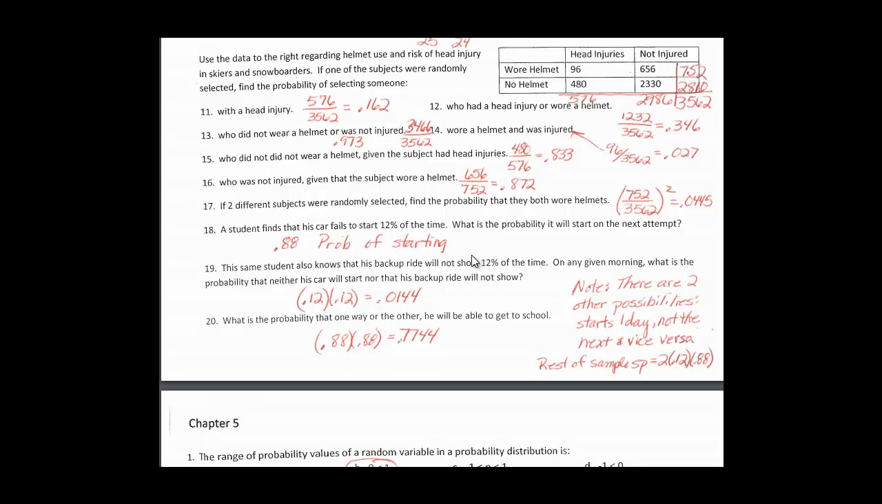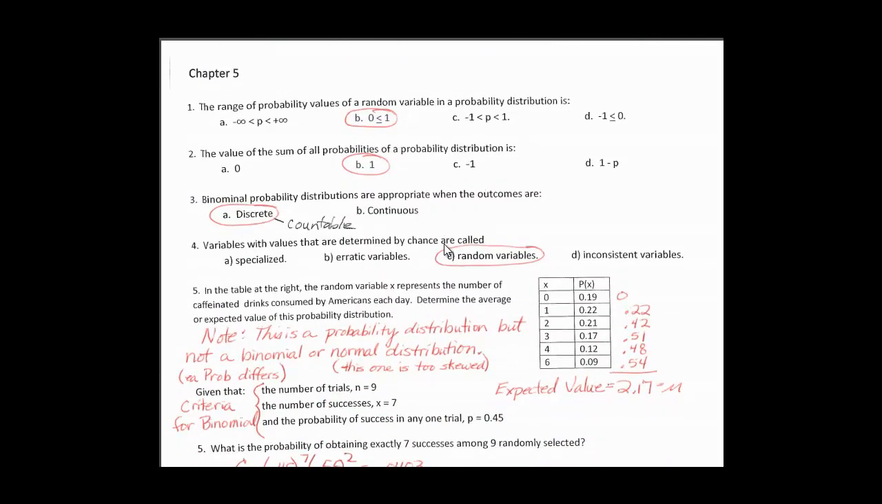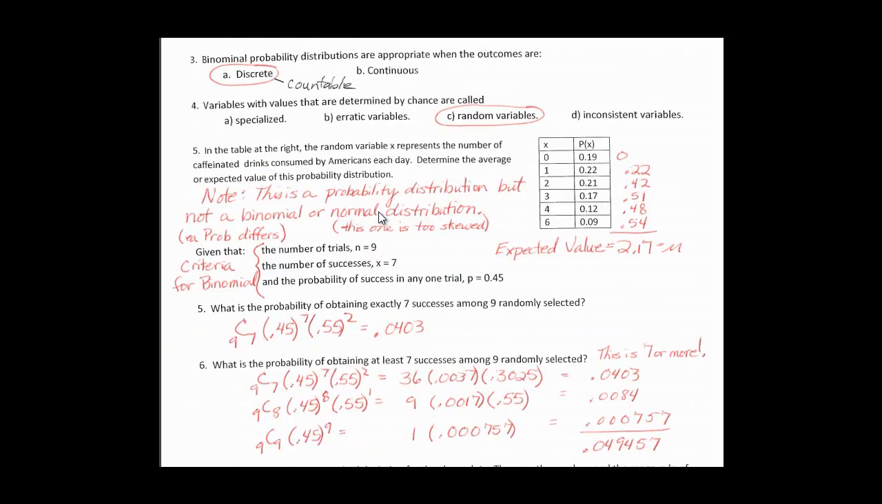I feel like I'm going over this way too fast, but just want you to zero in on a couple things. Chapter 5 is where we really got into expected value and binomial distribution. So if you were given a probability distribution with varied probabilities for different random variables, multiplying these products here and adding up to get the expected value.